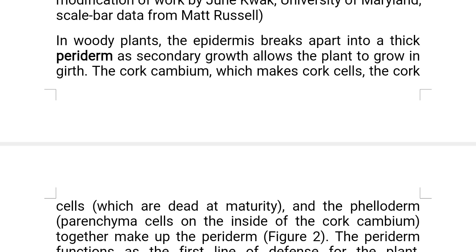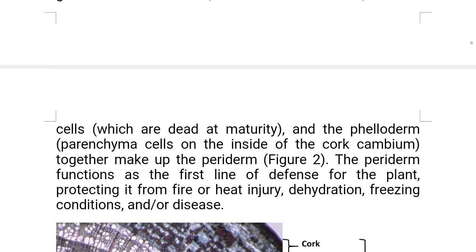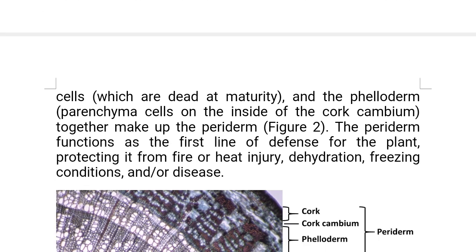The cork cambium, which makes the cork cell, and the phloem, which is parenchymal cell on the inside of the cork cambium, together make up the periderm. The periderm functions as the first line of defense of the plant, protecting the plants from fire or from heat injury, dehydration, freezing condition, and disease.